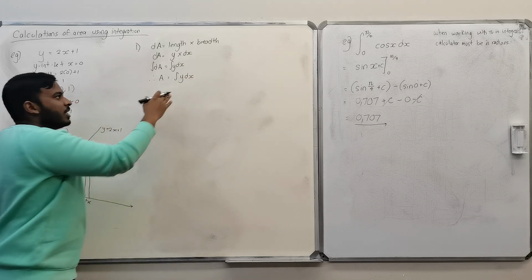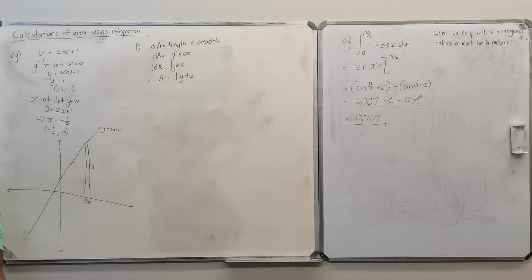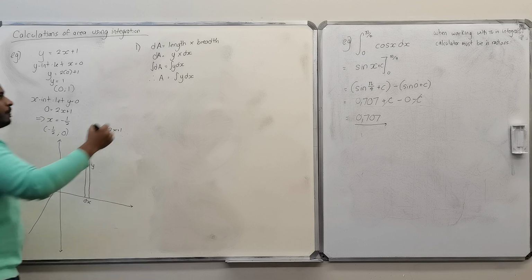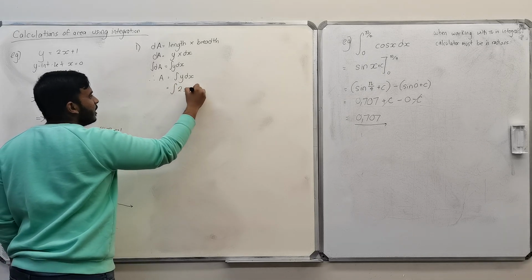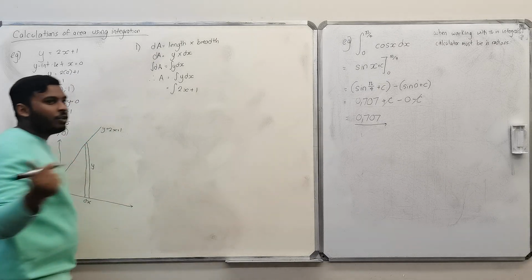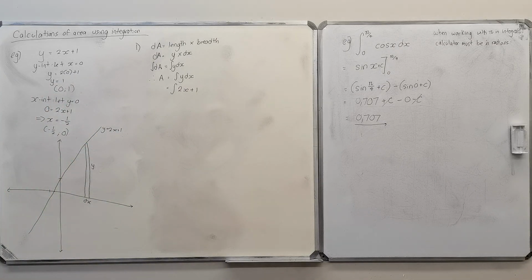But how can we integrate y to get to x? You need to substitute the equation for y. So this would be the integral of 2x plus 1. For the question, what were your upper and lower limits? 0 and 2. So which would be your upper, which would be your lower?